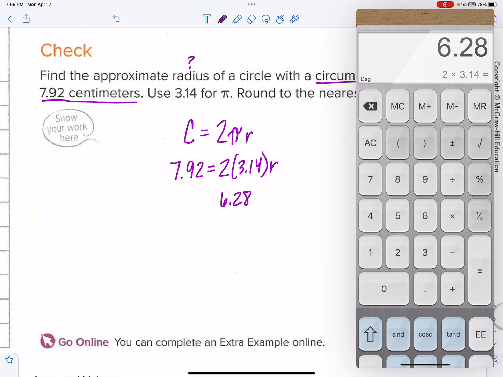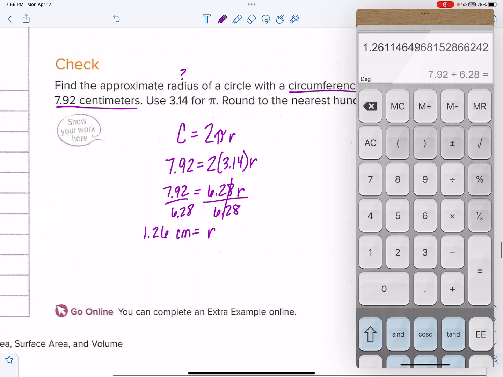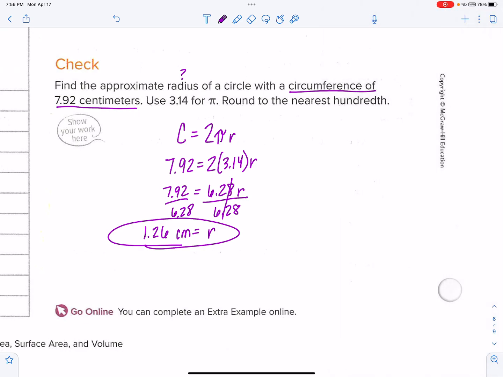And we have our r equals 7.92. Divide both sides by the 6.28. And we're left with r equals, and this is centimeters, 7.92 divided by 6.28. If you got this, you are correct. 1.26 centimeters is the radius.